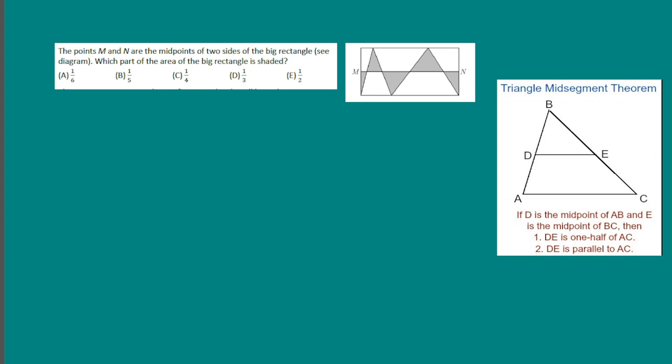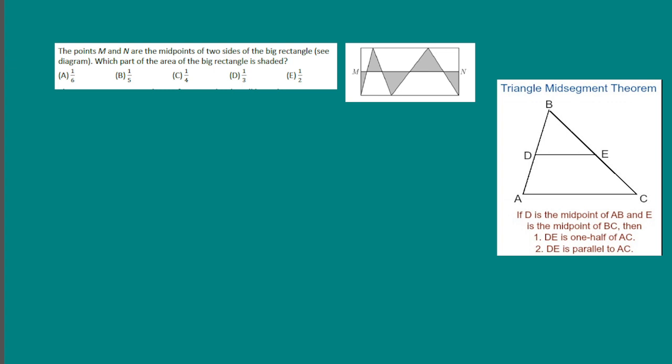The points M and N are the midpoints of the two sides of the big rectangle that is shown there. What portion of this big rectangle is shaded? Is that what the question states?